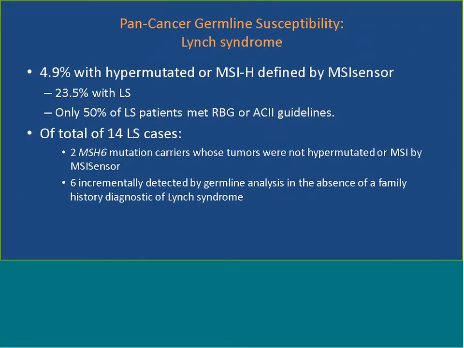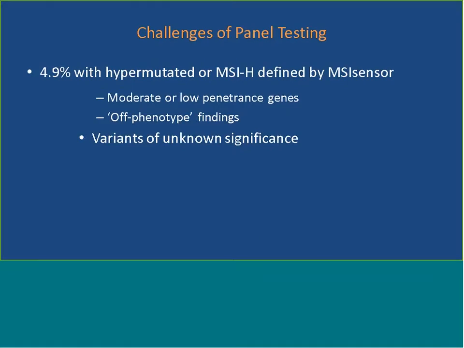What we noted is that about 5% of these cases were hypermutated or MSI high, and of those, 23% had Lynch mutations. But of our total 14 Lynch patients in this 1,000 patient population, two had MSH6 mutations whose tumors were not hypermutated, and 6 were incrementally detected by germline analysis in the absence of a family history diagnostic of Lynch syndrome. So this tells you that there may be additional cases of Lynch out there, especially in non-canonical tumors. 3 of these cases were in prostate, and the other 3 were in urothelial cancers, where we're probably missing some pickup rate.